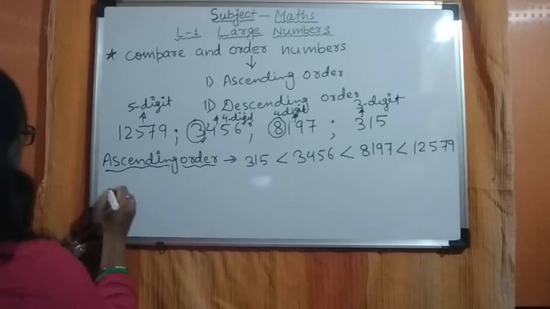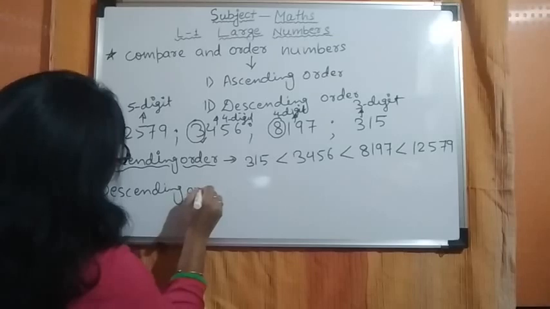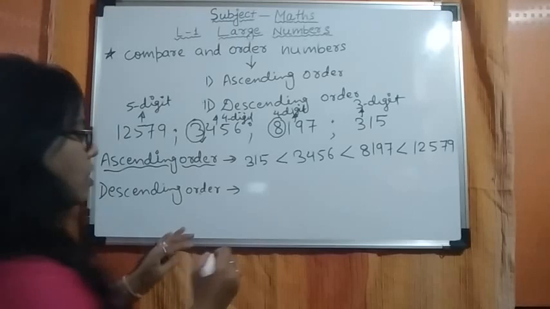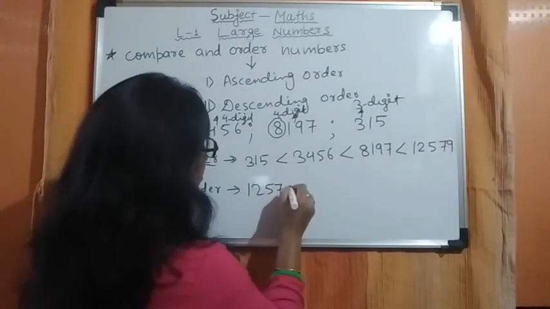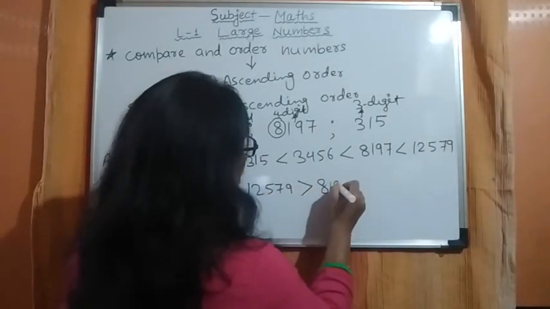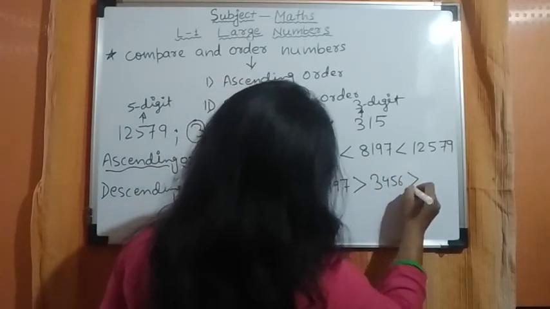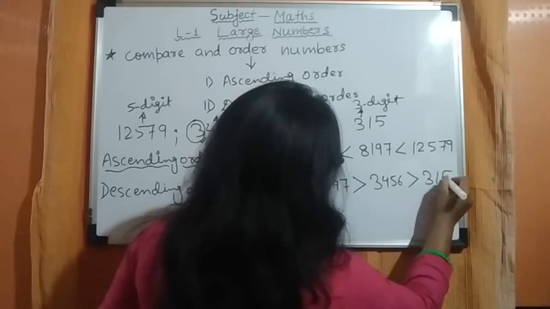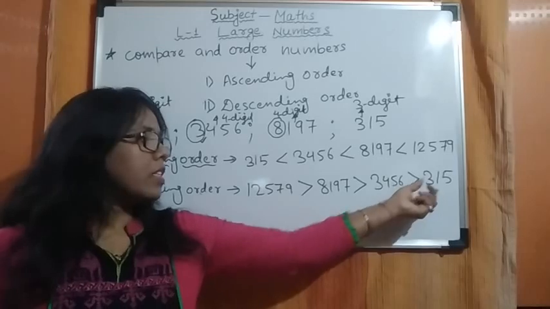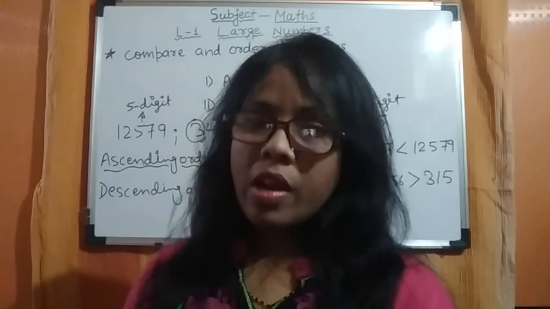Fine. Now we are going to descending order. So what will be the descending order? The largest number will be the first number. So 12579. Then the crocodile's mouth will open. Next number will be 8197. Crocodile's mouth open. Next number 3456. Crocodile's mouth open. Next number 315. Means largest number, second largest number, third largest number, and this is the smallest number. So this is called order of numbers.